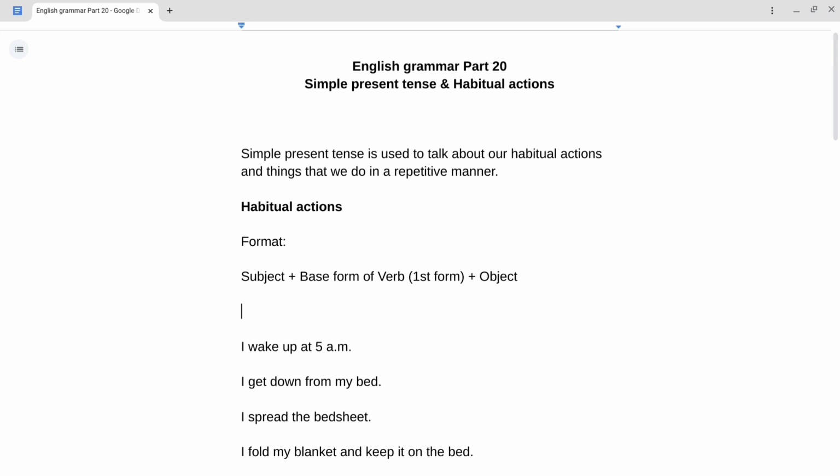Simple present tense is used to talk about our habitual actions and things that we do in a repetitive manner. Okay, so the simple present tense introduction class was given in the last class. What is the use of simple present tense? It is used to talk about our habitual actions. Whenever I talk about something, I will be highlighting it on the screen with the mouse, and you can see those sentences in light blue color. Please read along with me and participate in the class actively.